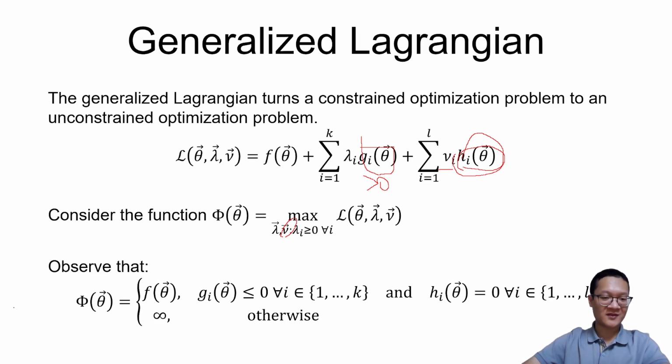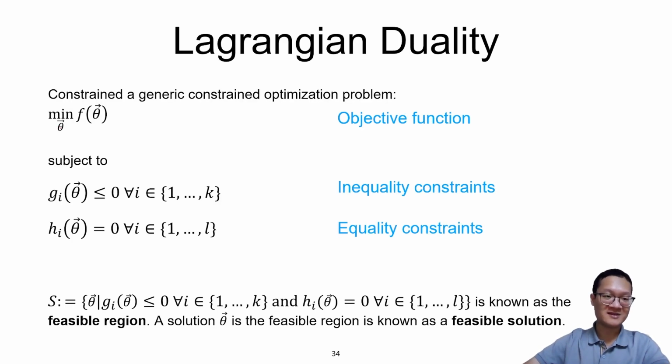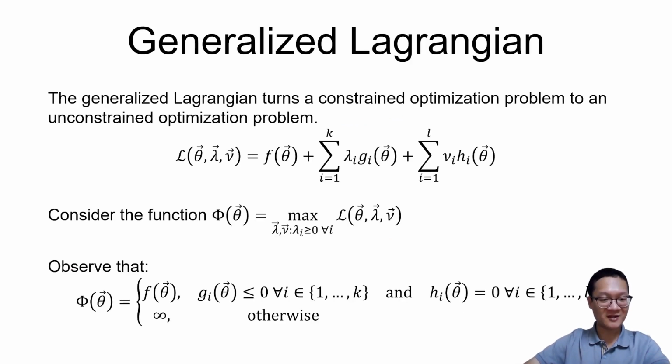So following that argument, we see that phi of theta is actually equal to f of theta whenever the constraints are satisfied, and it's going to equal infinity otherwise. So that basically agrees with our intuition, right? We want to minimize f while satisfying the constraints. So that means we can definitely minimize phi. So minimizing phi is the same as minimizing f, because when the constraints are satisfied, minimizing phi is exactly the same as minimizing f because they're equal.